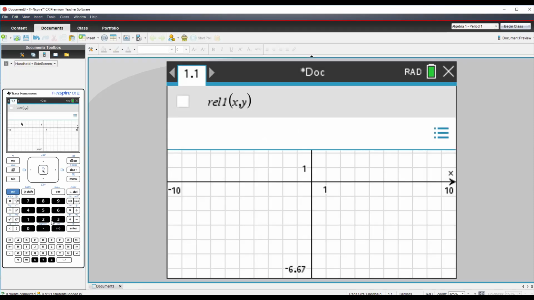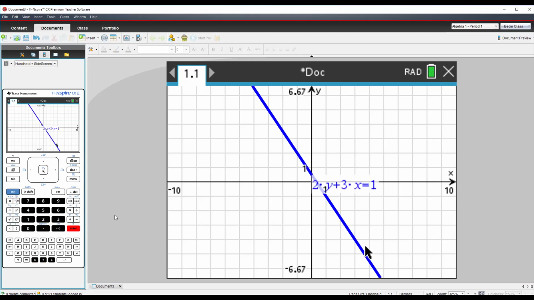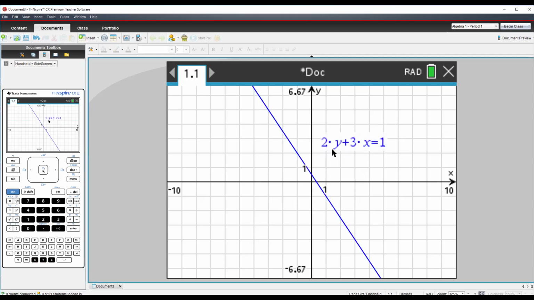I'm going to do 2y. Now, when you're in the relation mode, the only two letters you can use are x and y. So I'm just going to put in the entire equation just as it is, 2y + 3x = 1. And then I press enter. And it is a line, and we know it's a function.